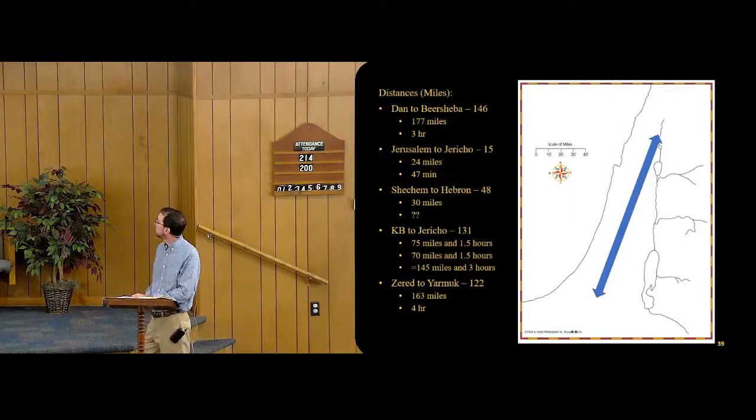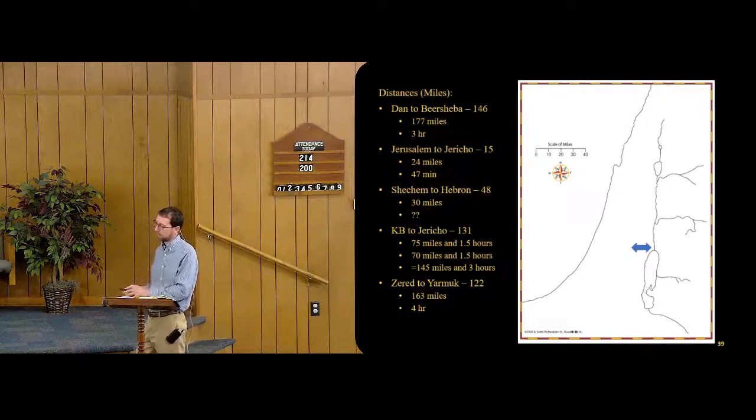So that's one distance. Another distance would be Jerusalem to Jericho. That's about 15 miles. If you're going to drive that today, it would be about 24 miles on a drive, taking about an hour. In modern-day Israel, you're going from Israel into the West Bank. But that would be Jerusalem to Jericho.